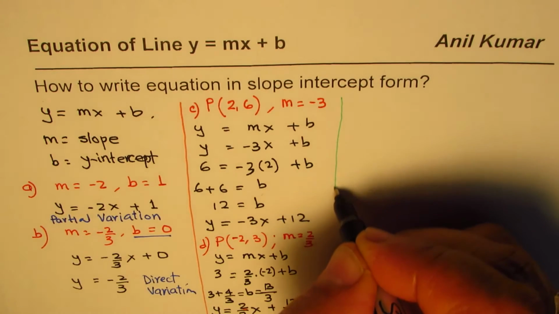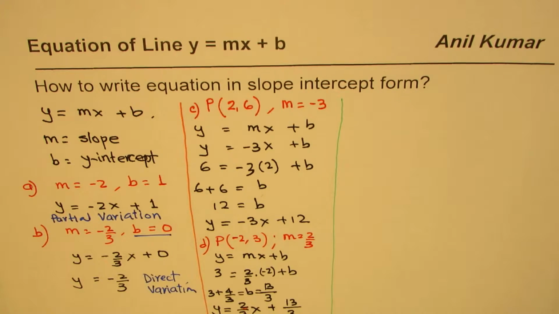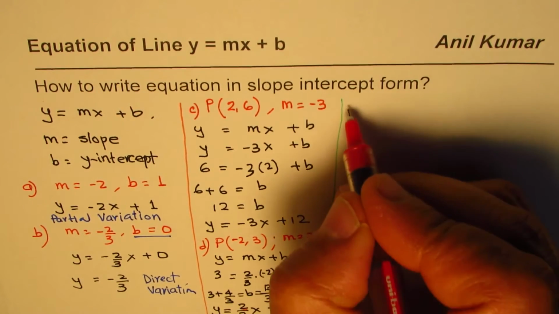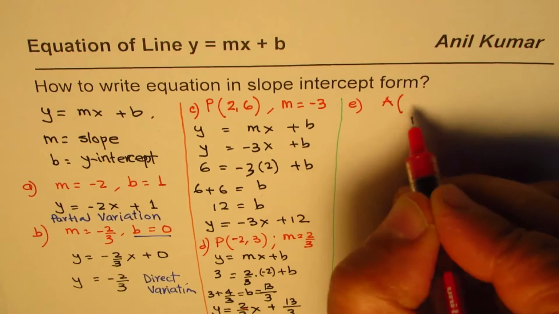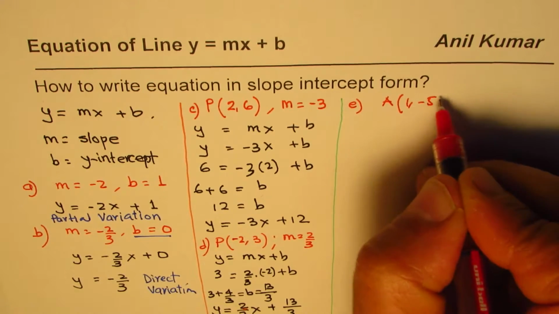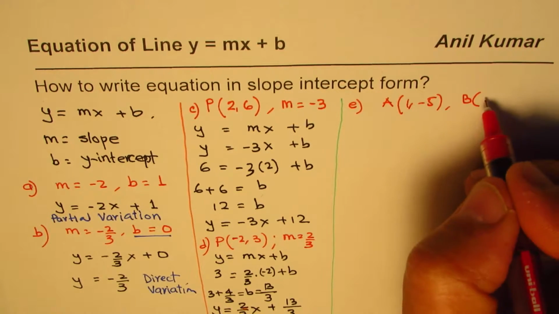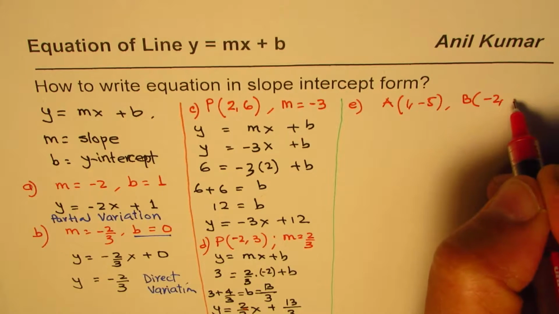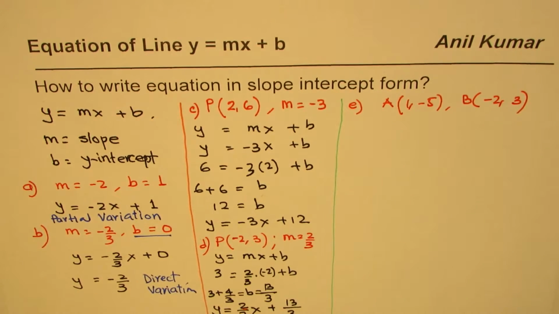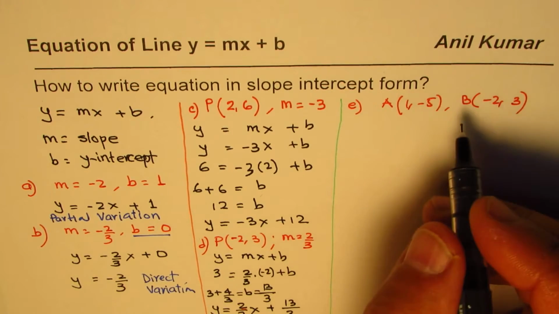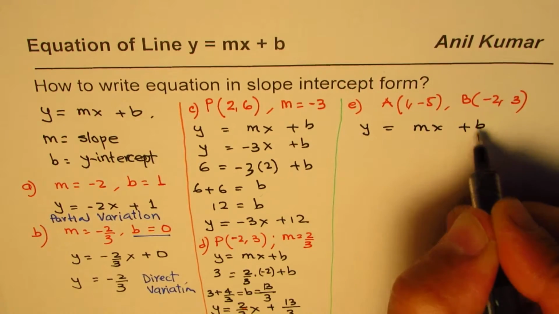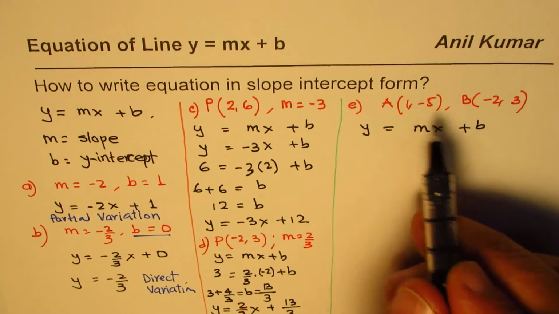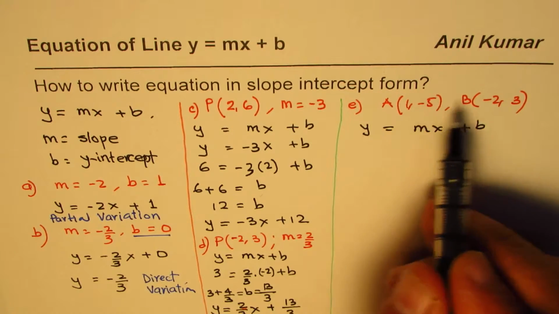Now we'll take up other cases where 2 points are given to us, okay? So let's say E, we are given 2 points. Let's say point A, through which the line goes, is (1, -5), and then we have point B, which is, let us say, (-2, 3). Okay, so these are the 2 points through which the line passes. We need to find the equation of that line. So let the equation be y equals mx plus b. Now here we are not given the slope, we are also not given the y-intercept. So we'll find the slope first.